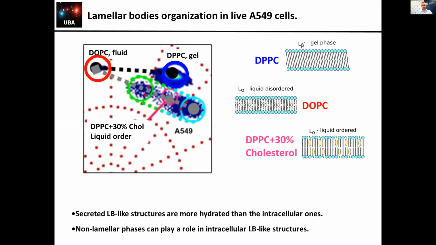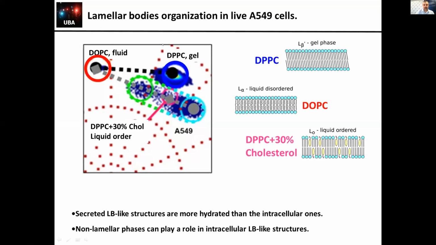Okay, but we have phasors, and phasors enable us to do something more. If we analyze the position for known phases, like DOPC as a fluid, DPPC as a gel, and then a liquid-ordered phase made of DPPC plus 30% of cholesterol. And we picked this 30% because the lamellar bodies within the cell do not have this high concentration of cholesterol. They are below 10% of cholesterol.